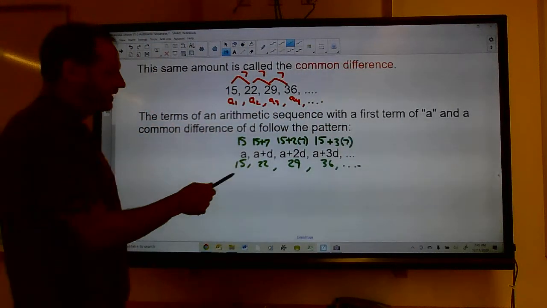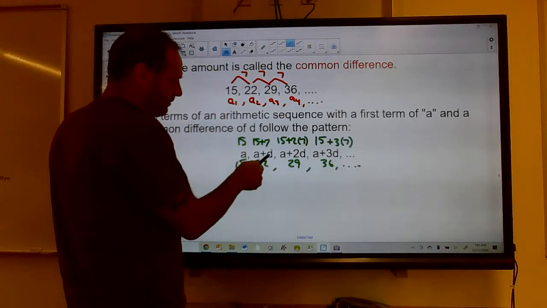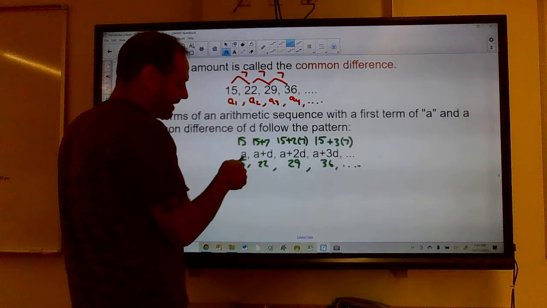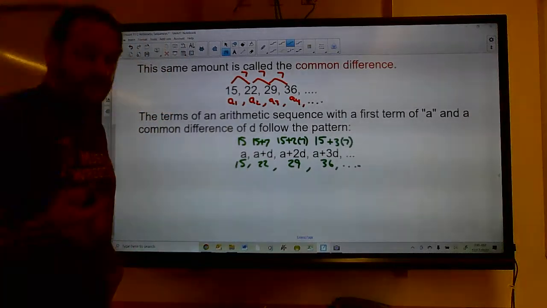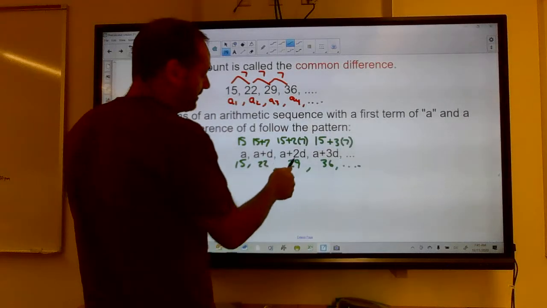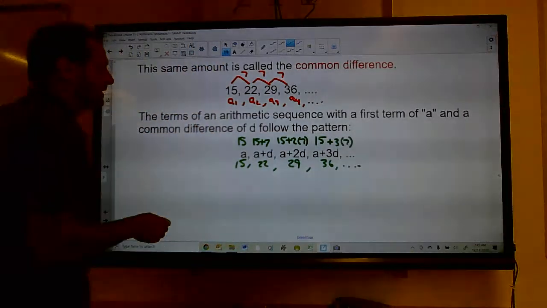So notice that there's always one less d than there are terms. The first term doesn't have a common difference because it's just whatever it is, it's the first term. And then the second one has one common difference, the third one has two common differences, and so on forever.